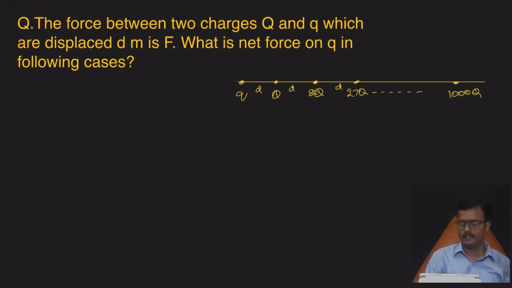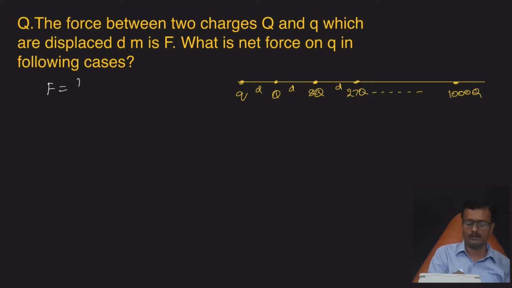Question. On the line, Q, 8Q, 27Q and 1000Q are displaced. Q is at a distance d from small q. 8Q is at a displacement of 2d, 27Q is at 3d, like that. Here the charges are placed on the x-axis. So what is the resultant force on small q?